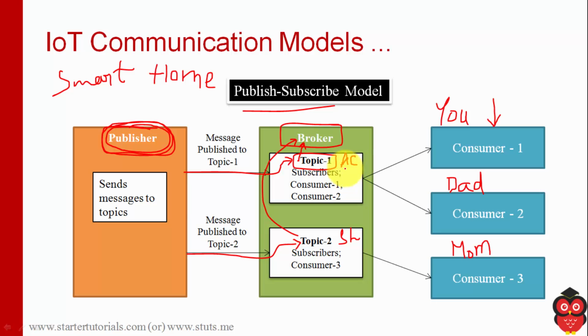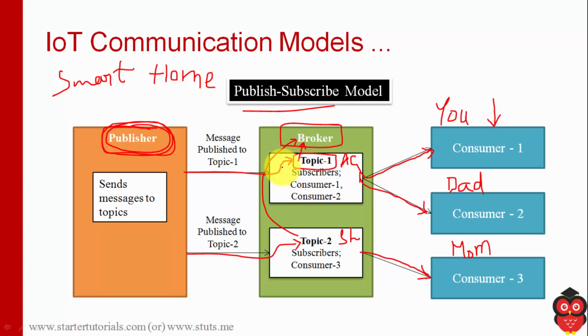Okay, and you and your dad have subscribed to this smart AC data. So both of you can see the data related to smart AC, and your mom can see data related to smart lighting. So this is how the publish subscribe model works. The data is published by publishers into topics which are maintained by broker, and these topics can be subscribed to by consumers.